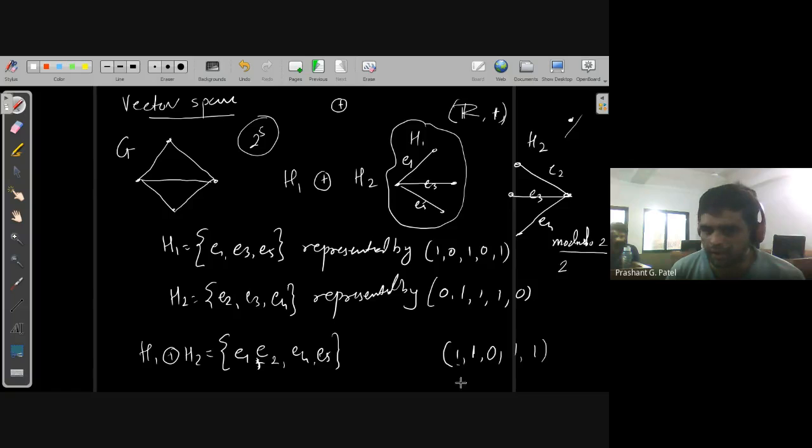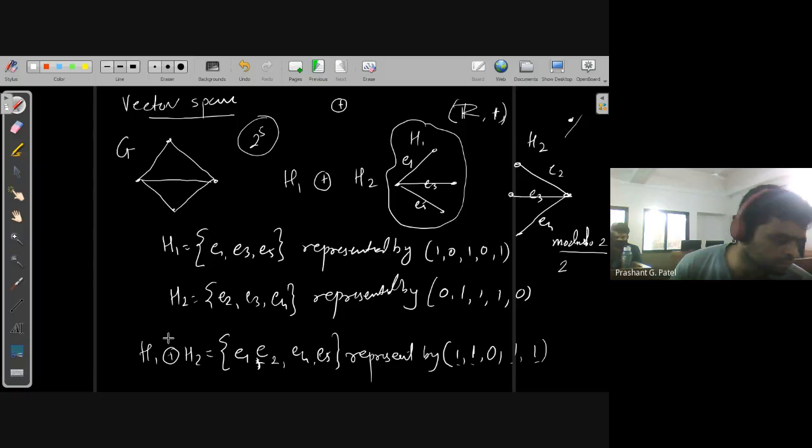So that means E1 is there, E2 is there, E4 is there, E5 is there. So the addition of these two is represented by this, which uses a modulo function. Addition of 5-tuples will be defined in this manner. So in this way we are able to define a vector addition between two subgraphs of the given graph G.